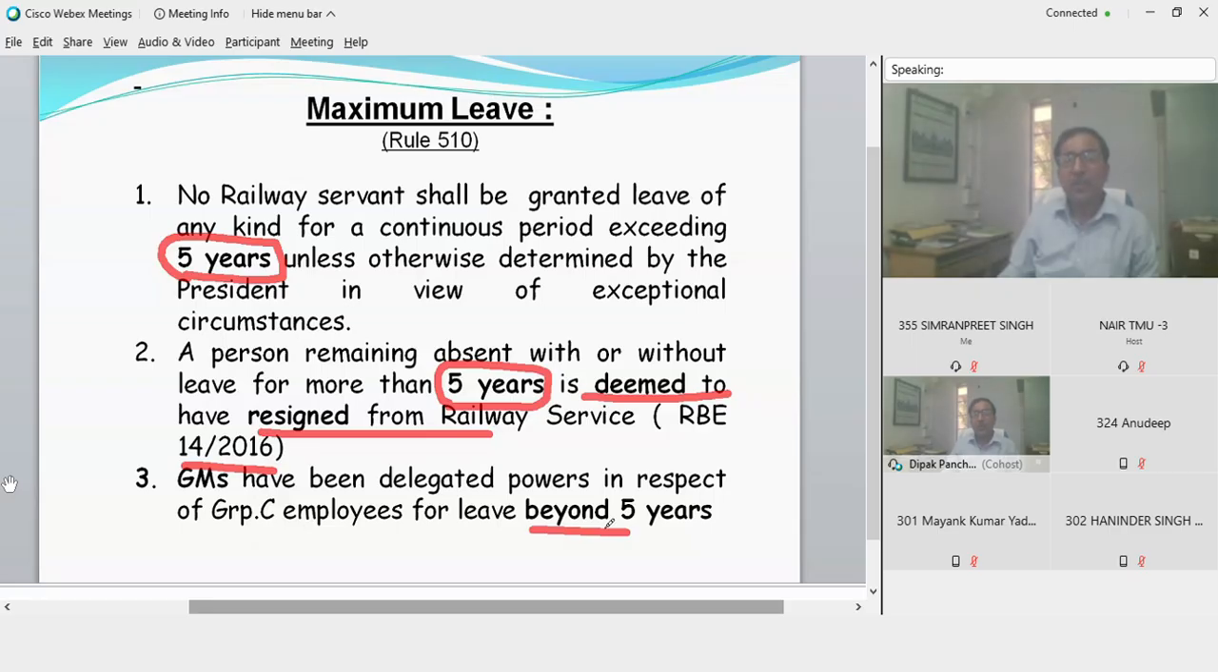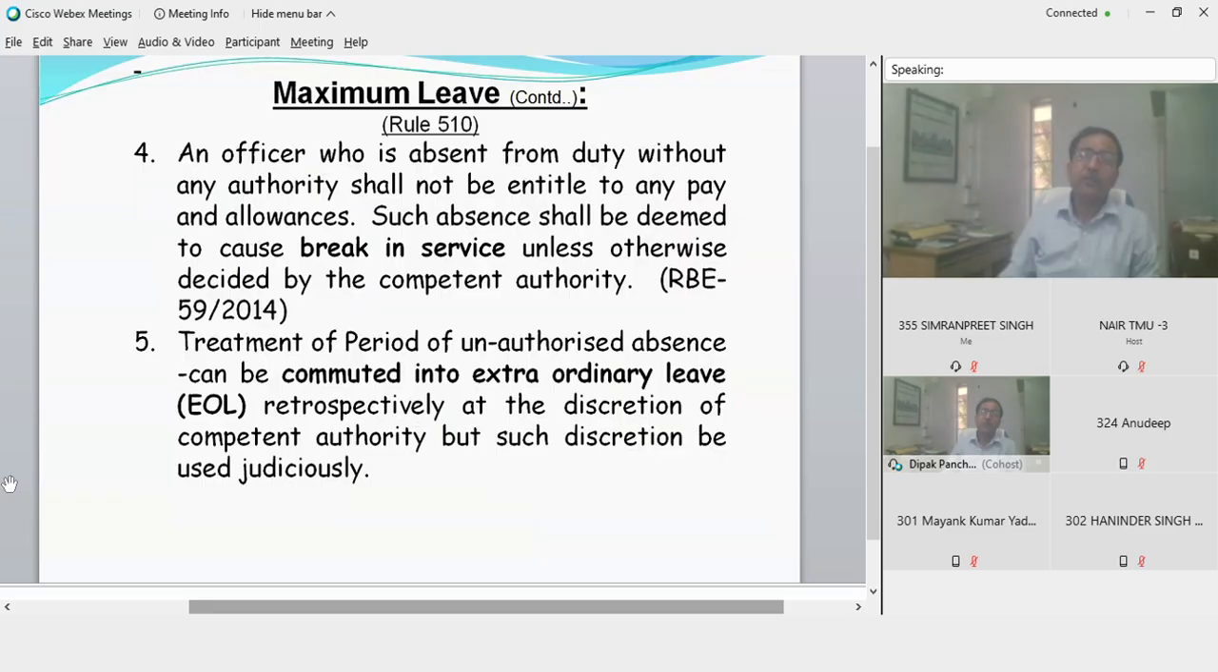It is always better not to remain unauthorizedly absent because of this constraint. Look at this. An officer who is absent from duty without any authority. Now here authority means sanction of leave. Shall not be entitled to any pay and allowances. Such absence shall be deemed to cause break in service unless otherwise decided by the competent authority.